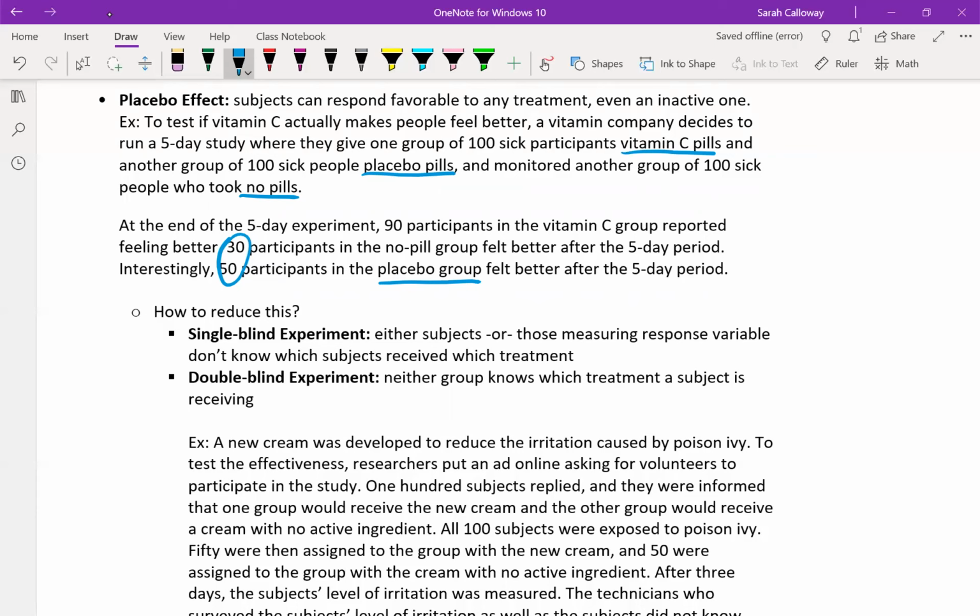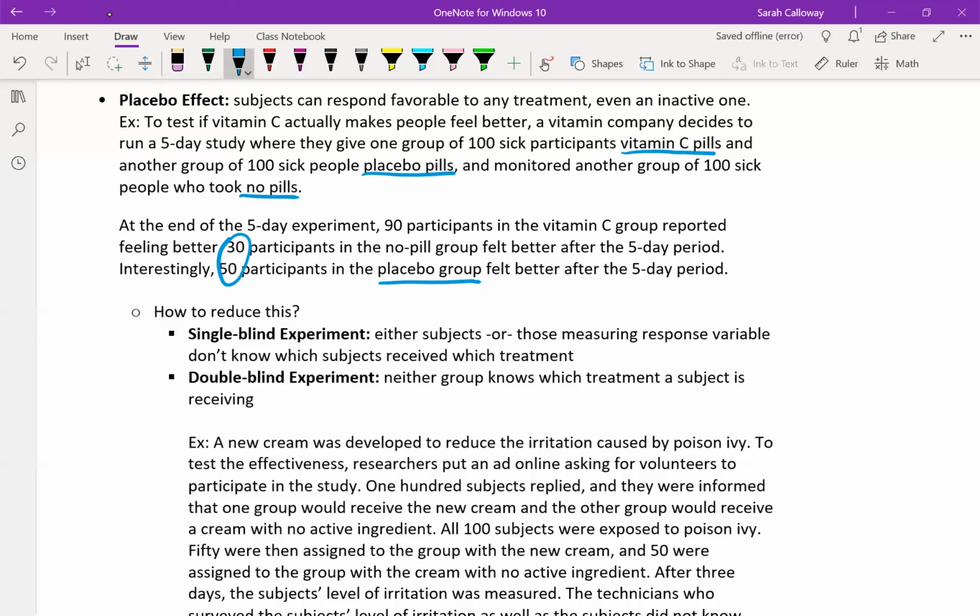The way that we can reduce the placebo effect is by blind experiments. A single blind experiment is where either the subjects or those measuring the response variable don't know which subjects received the treatment. So that would be an example of this, where they don't know that they got a placebo. That's an example of a single blind experiment.